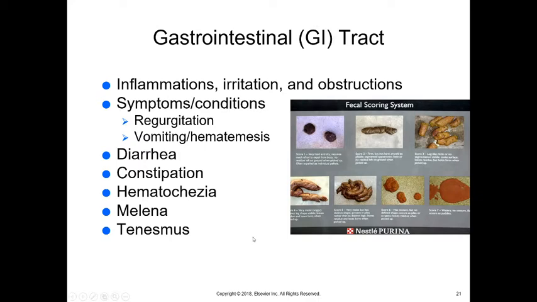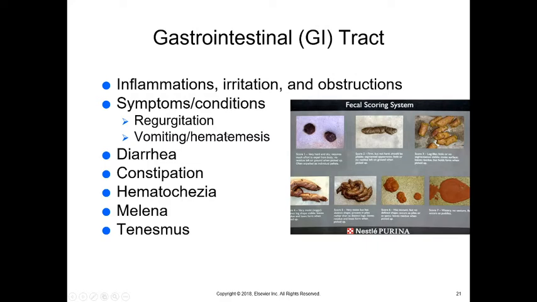GI tract, we see a lot of problems with the GI tract. Mostly it's diarrhea, but it is one of the big things that we see. So inflammation, irritation, obstructions. We have to be able to diagnose the symptoms, the conditions. We have to understand the difference between regurgitation and vomiting. Vomiting with blood, hematemesis.